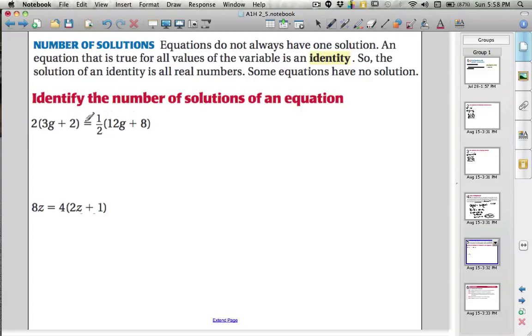So if I go ahead and start with this problem and distribute, 2 times 3g is 6g, and 2 times 2 is 4. And over here I'm doing 1/2, so 1/2 times 12g is 6g, and 1/2 times 8 is 4. And if I subtract 6g from either side, I'll get 0. And if I subtract 4 from either side, I'll get 0, and I get 0 is equal to 0. Okay, this shows me that this is an identity equation.